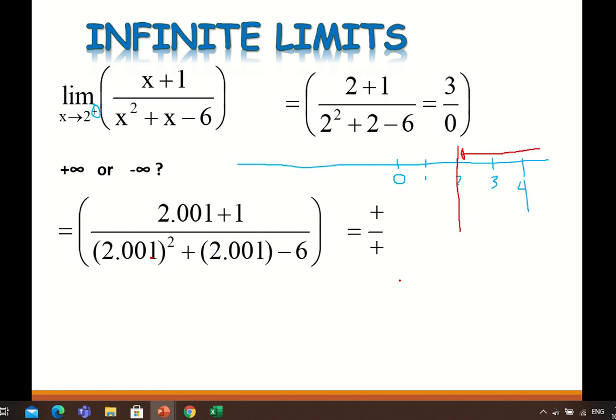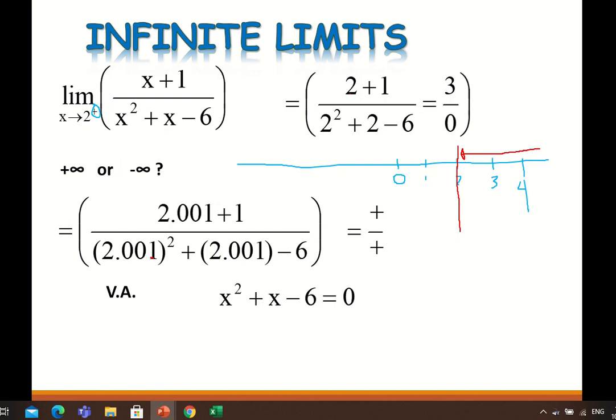So this time, when you square this one, this is 4 point something, right? And when you add this 4 point something to this 2 point something, that is 6.000 something, then minus that 6. So what is left is that very small value, and you have the numerator 3.001 divided by a very small number. So we'll get a very huge quotient which cannot be defined or does not exist, so we call it infinity. Okay, so this is positive infinity.